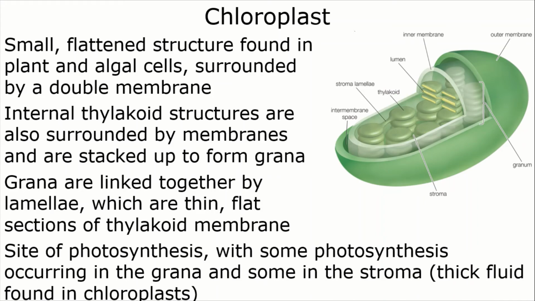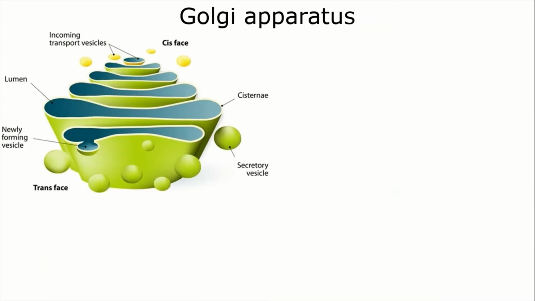Chloroplasts are the site of photosynthesis, and some photosynthesis occurs in the grana and some in the stroma, and the stroma is a thick fluid that's found in the chloroplasts. Next one is the Golgi apparatus.